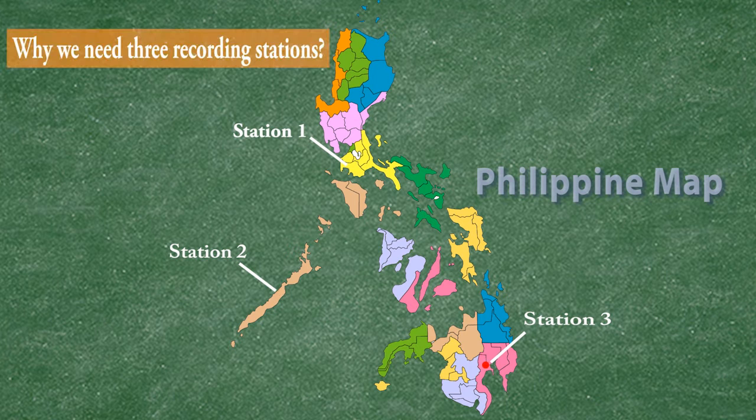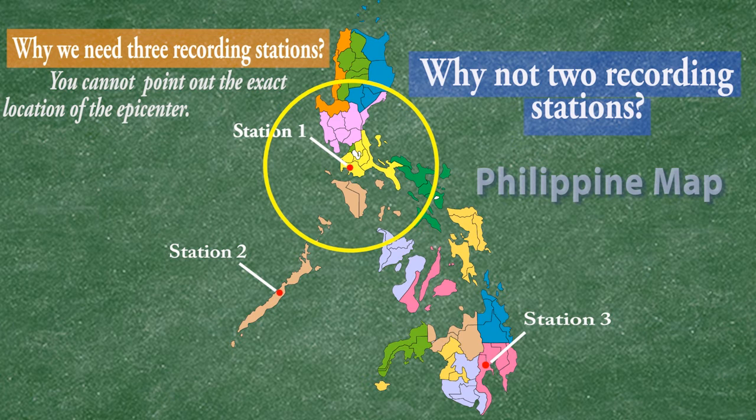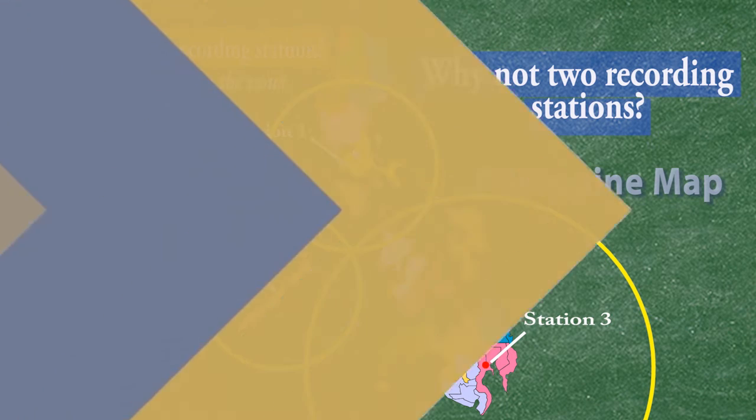Why do we need 3 recording stations? We need 3 recording stations because with 1 seismic station, you cannot point out the exact location of the epicenter. Why not 2 recording stations? Let's try to draw a circle around Station 1 and Station 2. As you can see, 2 recording stations may result in 2 intersections. On the other hand, 3 recording stations will give you 1 intersection, which is considered the point of the epicenter.